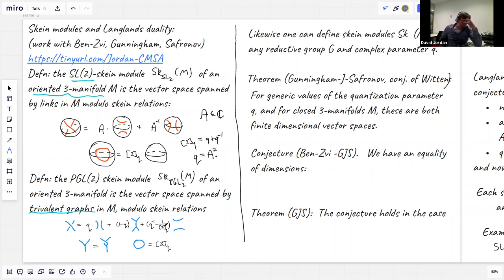Okay. And in fact, as the notation suggests, we can do this for every reductive group G. So say a simple algebraic group G, if you like, and every complex parameter Q. There's some additional choices in the definition, but I'll suppress that.